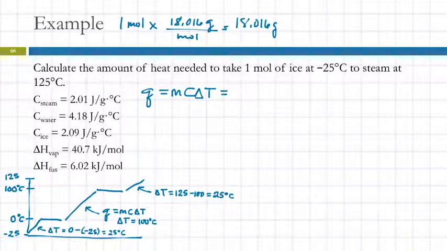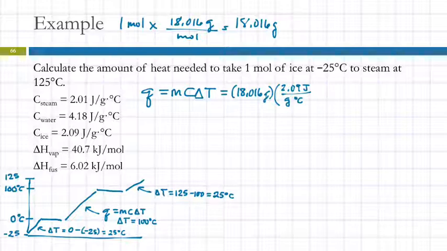So for melting the ice, we have M, 18.016 grams. And then we need to use the correct specific heat capacity. We want the one for ice. So that's 2.09 joules per gram degrees Celsius. And then we're going to multiply by the change in temperature for that portion. We're not going the whole minus 25 to plus 125 in one thing. Each of the segments has its own little calculation. So we can calculate what that is. I'm going to do that later.